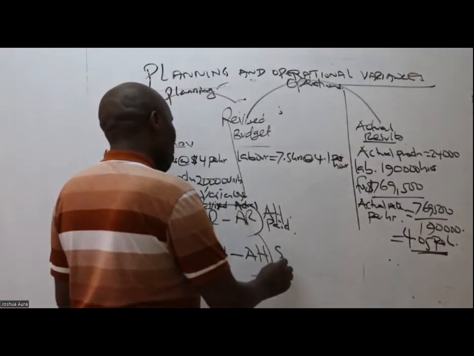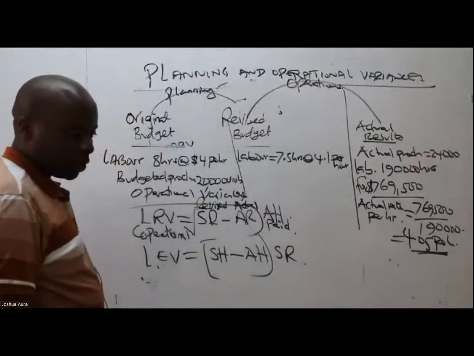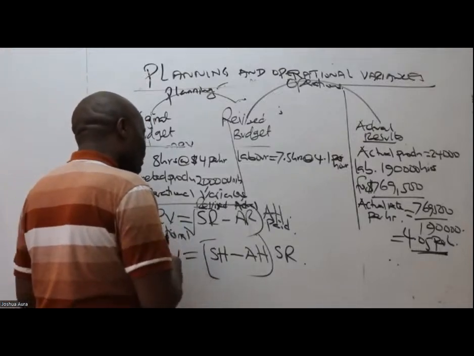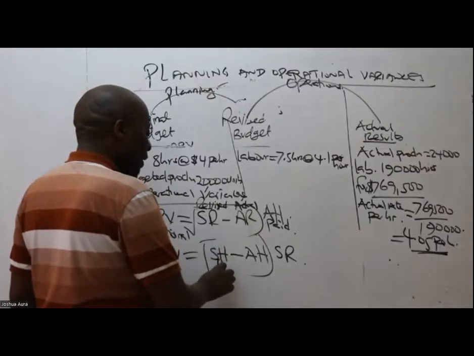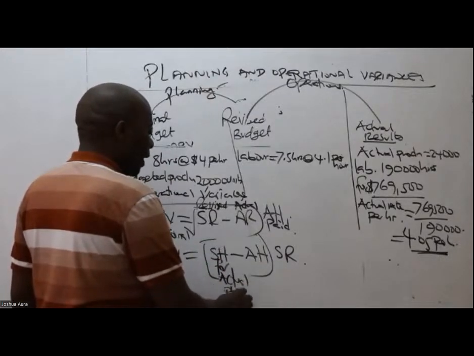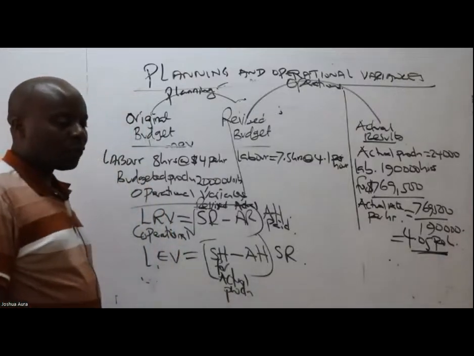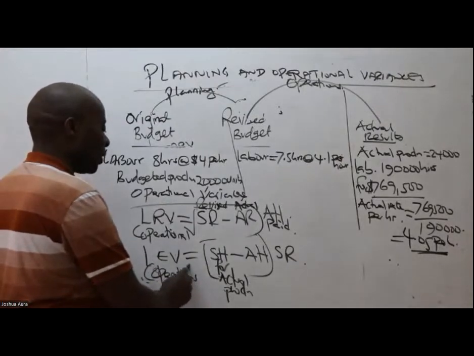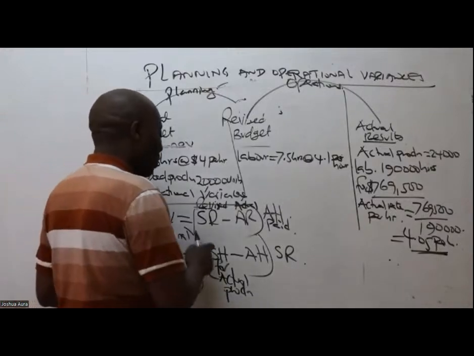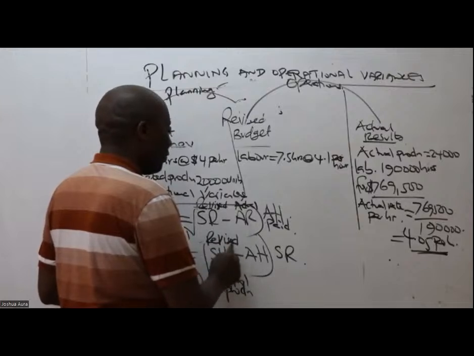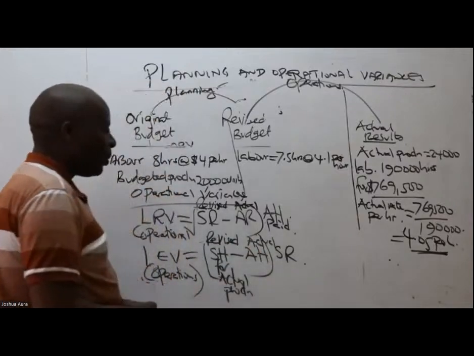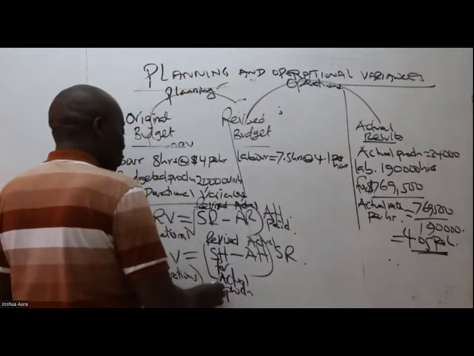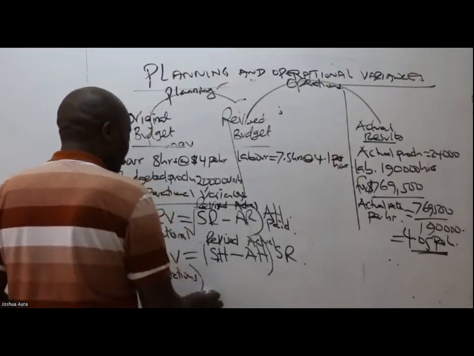And then outside here, of course, you'll have the standard rate for purposes of standardization, monetization. And don't forget that this is supposed to be in full. Anytime you see capital SQ and capital SH, this is supposed to be standard hours for actual production. And don't forget that they want us to compute labor efficiency variance under operations, operational. Again, I'm emphasizing, ladies and gentlemen, operational, we're comparing revised versus actual.